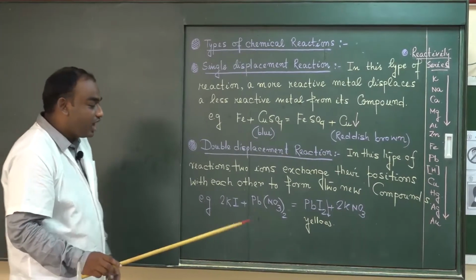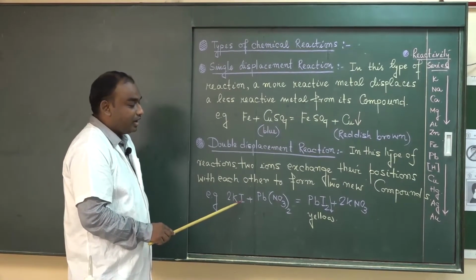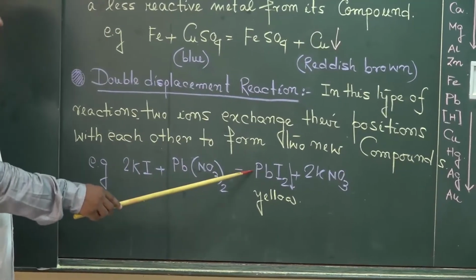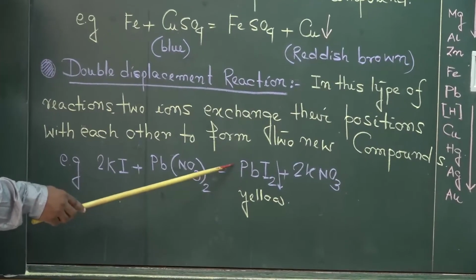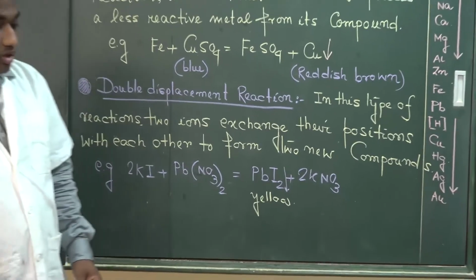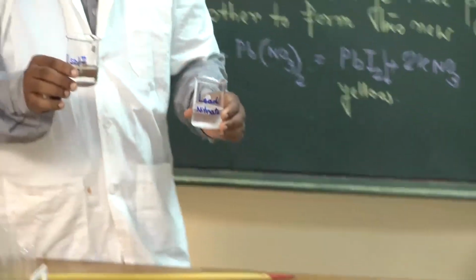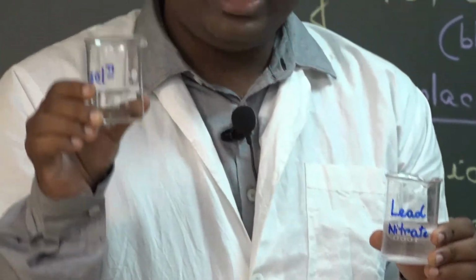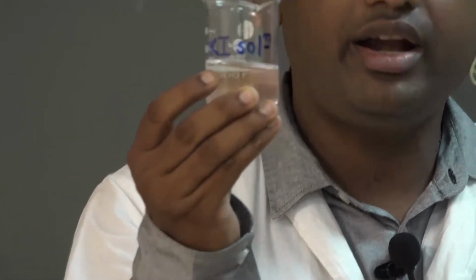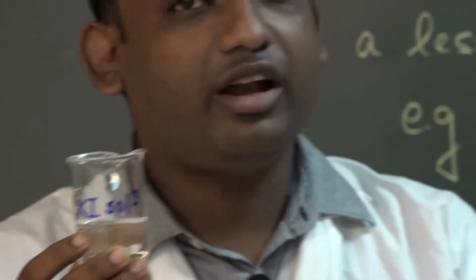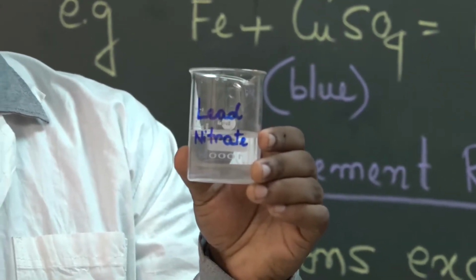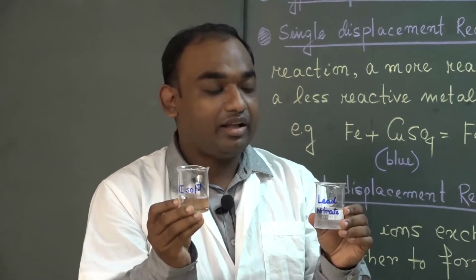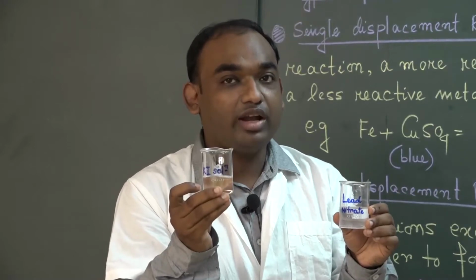Now we are moving to the activity part. Let us check whether on adding potassium iodide to lead nitrate we get this yellow color precipitate of lead iodide or not. Right now I am holding two solutions in beakers. My right hand contains potassium iodide solution and my left hand contains lead nitrate solution. It is quite visible that these two solutions are colorless. Lead nitrate is colorless and potassium iodide is also colorless.